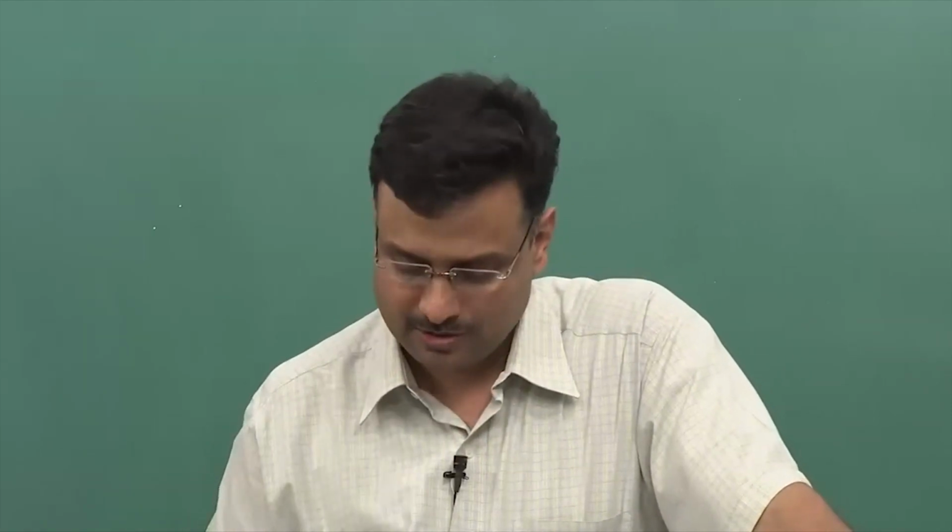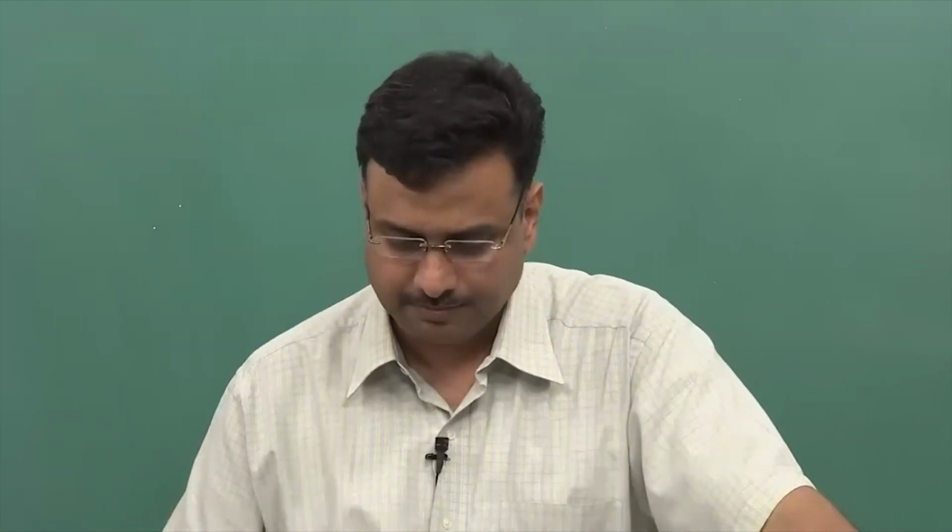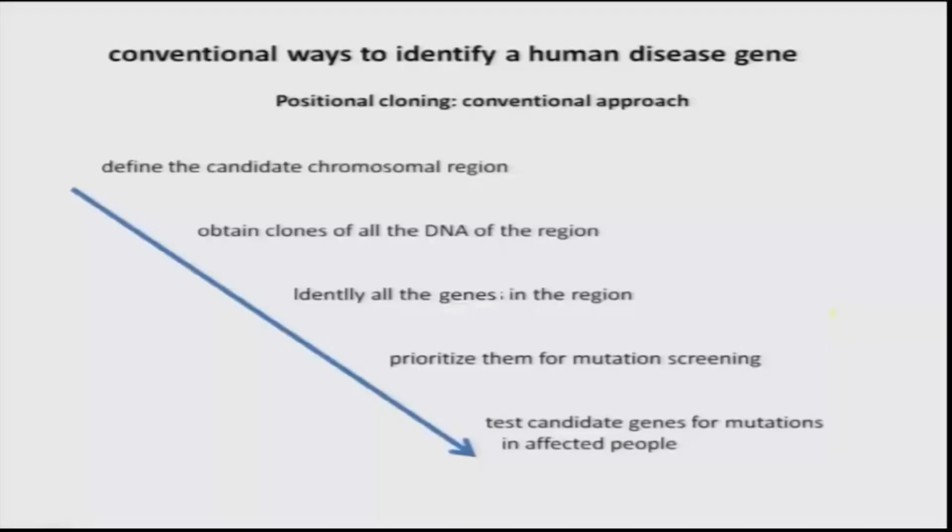So we will talk about the approaches that were used before the human genome sequence was understood, and then how that is really not necessary now once you know the human genome sequence. So that's what you are going to discuss. These are the different steps in identifying the defective gene using the approach called positional cloning.